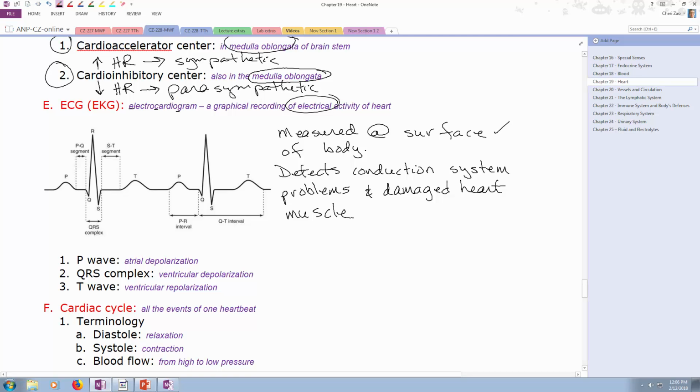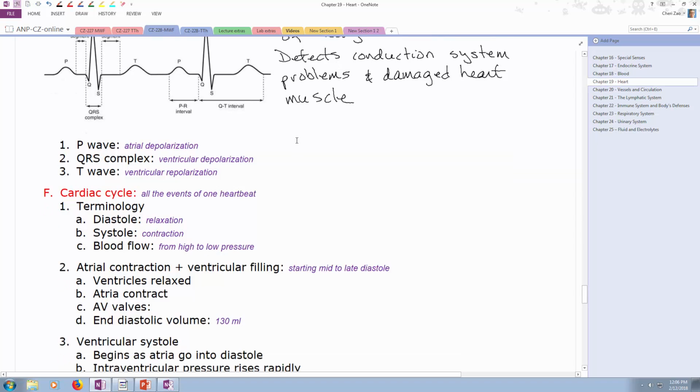And the ECG is designed to detect just conduction system problems, because remember, it's electrical activity of the heart, and damaged heart muscle. And the reason it can tell us about some damage to the heart muscle is because the heart muscle is also electrical. And if we have damage to that heart muscle cell, such as if it's dead, it will not contribute to the electrical waves or vectors that we've determined to be the proper ECG recording of the heart.